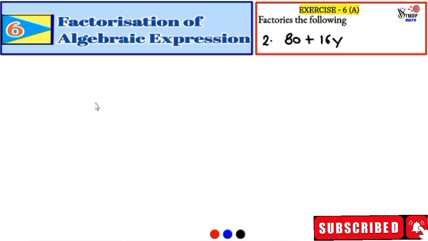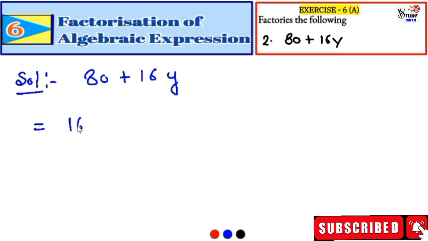The problem number 2 is on your screen from S Chand book. The chapter name is Algebraic Expression, Factorization of Algebraic Expression, and the question number 2 is given here. 80 plus 16y. Now find the factor of 80. So we know that 16 fives are 80, plus 16 multiply y.